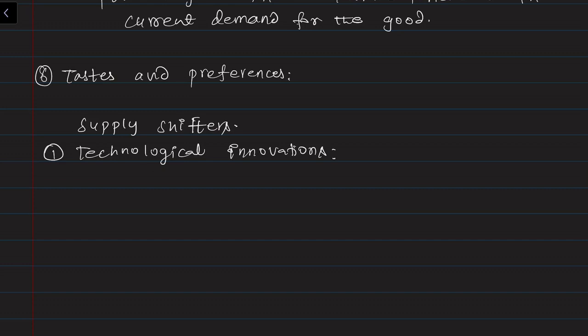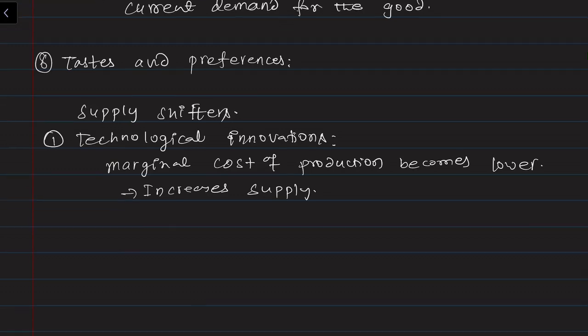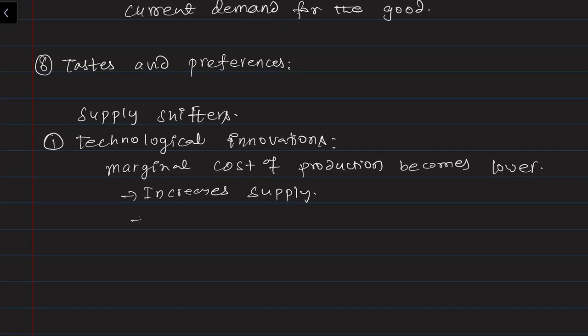So whenever there is technological innovation, marginal cost of production becomes lower, and this leads to the increase in supply. So it increases supply, and the supply curve will shift to the right. Okay.